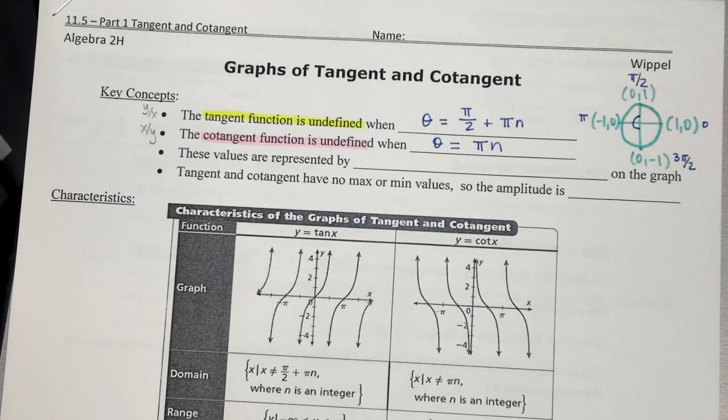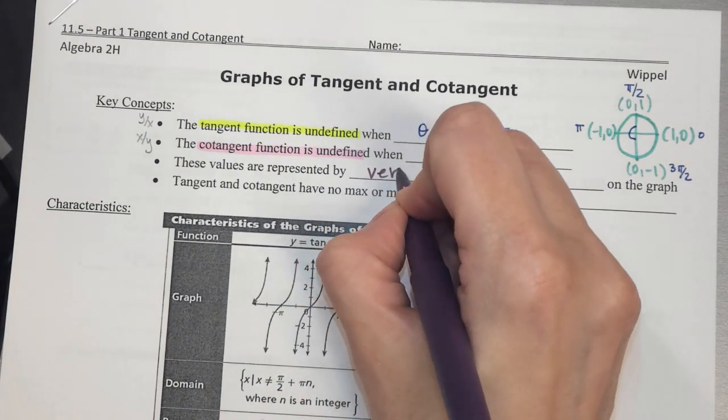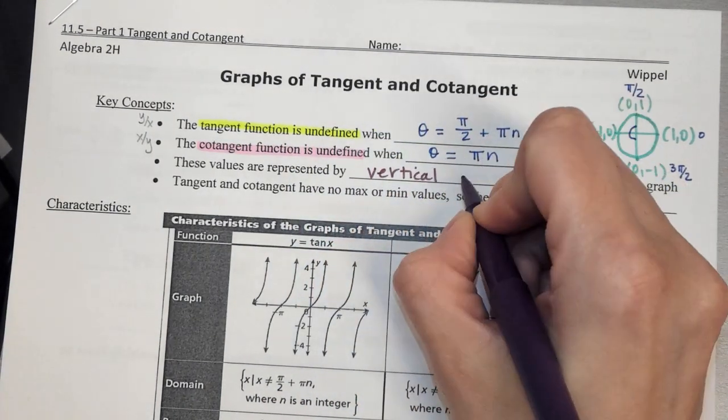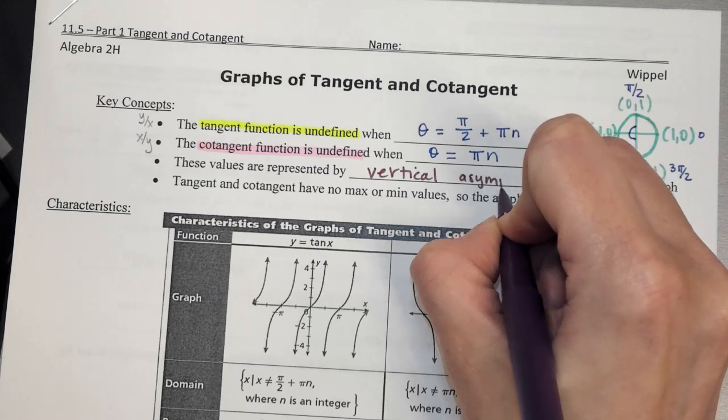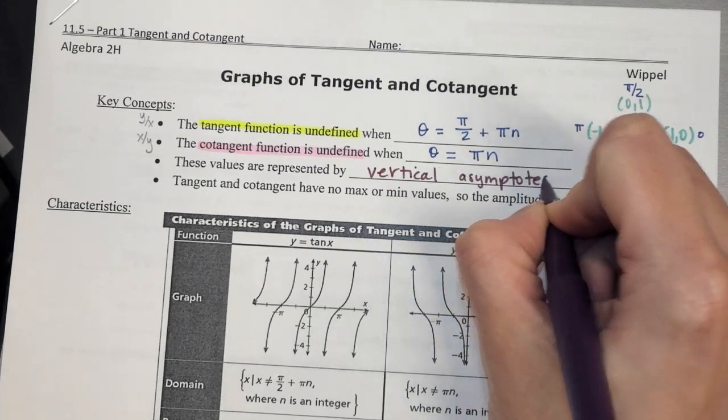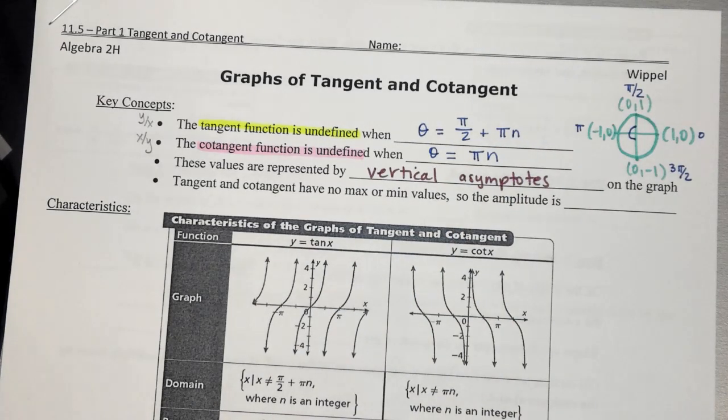Okay, now these values are going to be represented by something we've talked about before. They're represented by vertical asymptotes. So the tangent and the cotangent graph are going to have vertical asymptotes. So just like we did before, we are going to mark those on the graph with what type of line? Yep, a dashed line. Good.